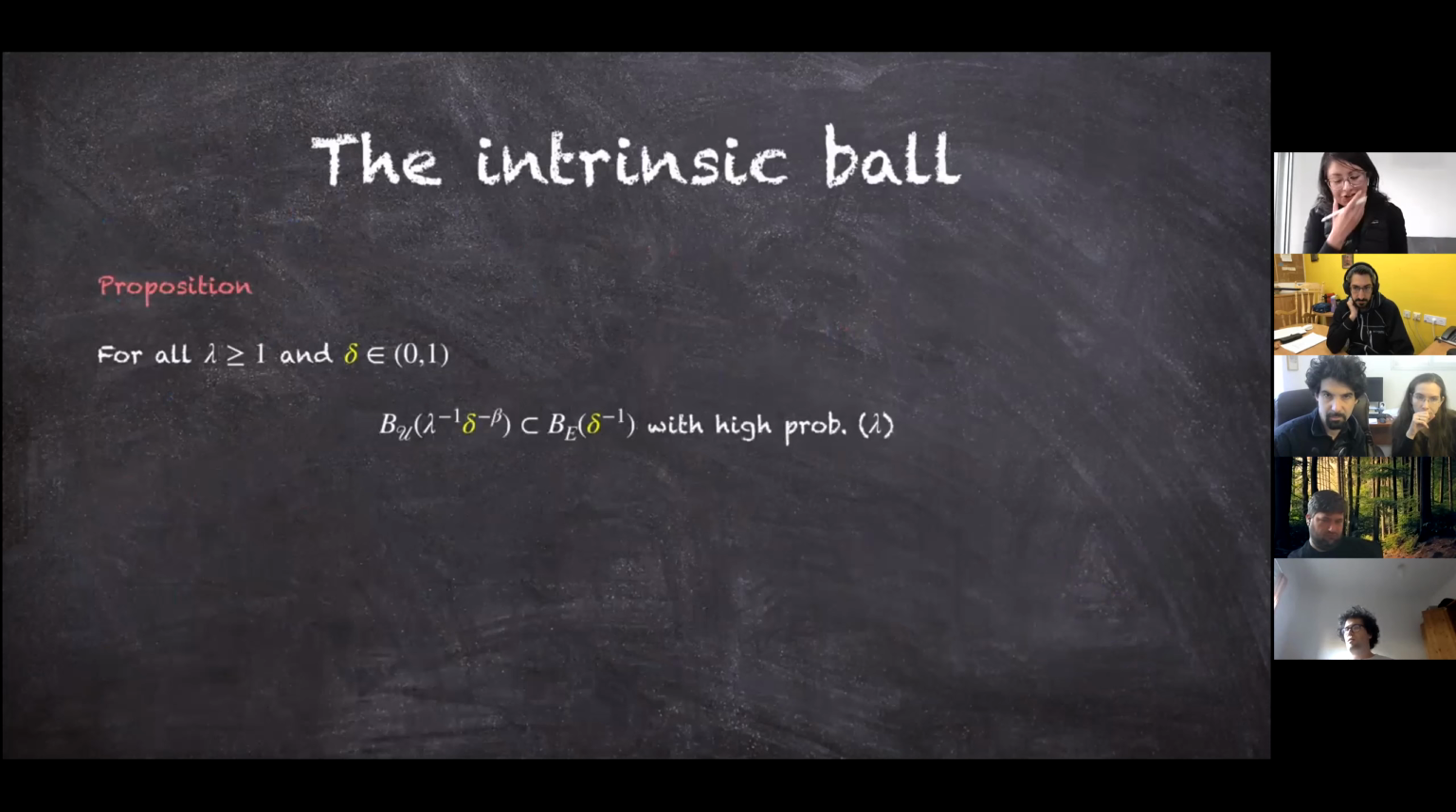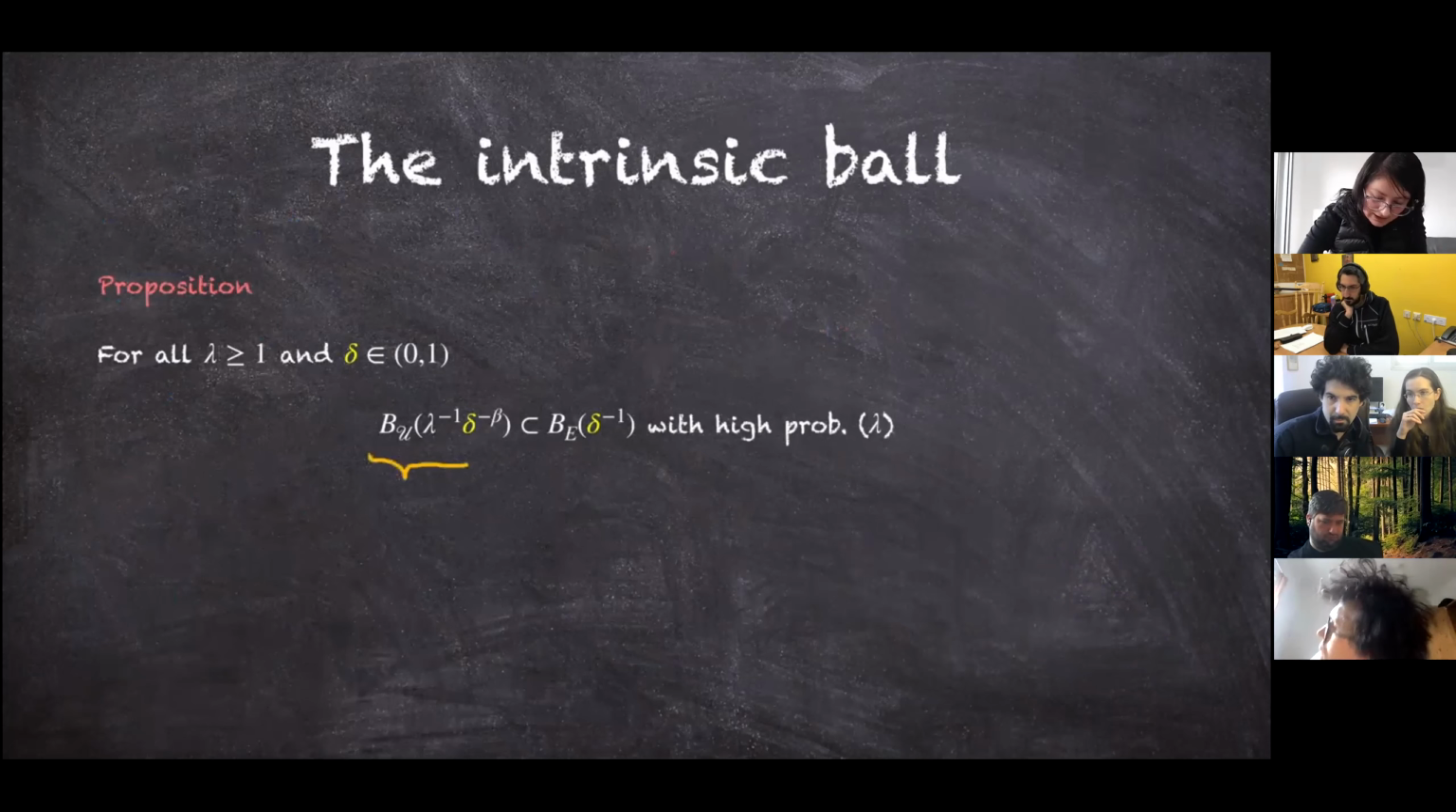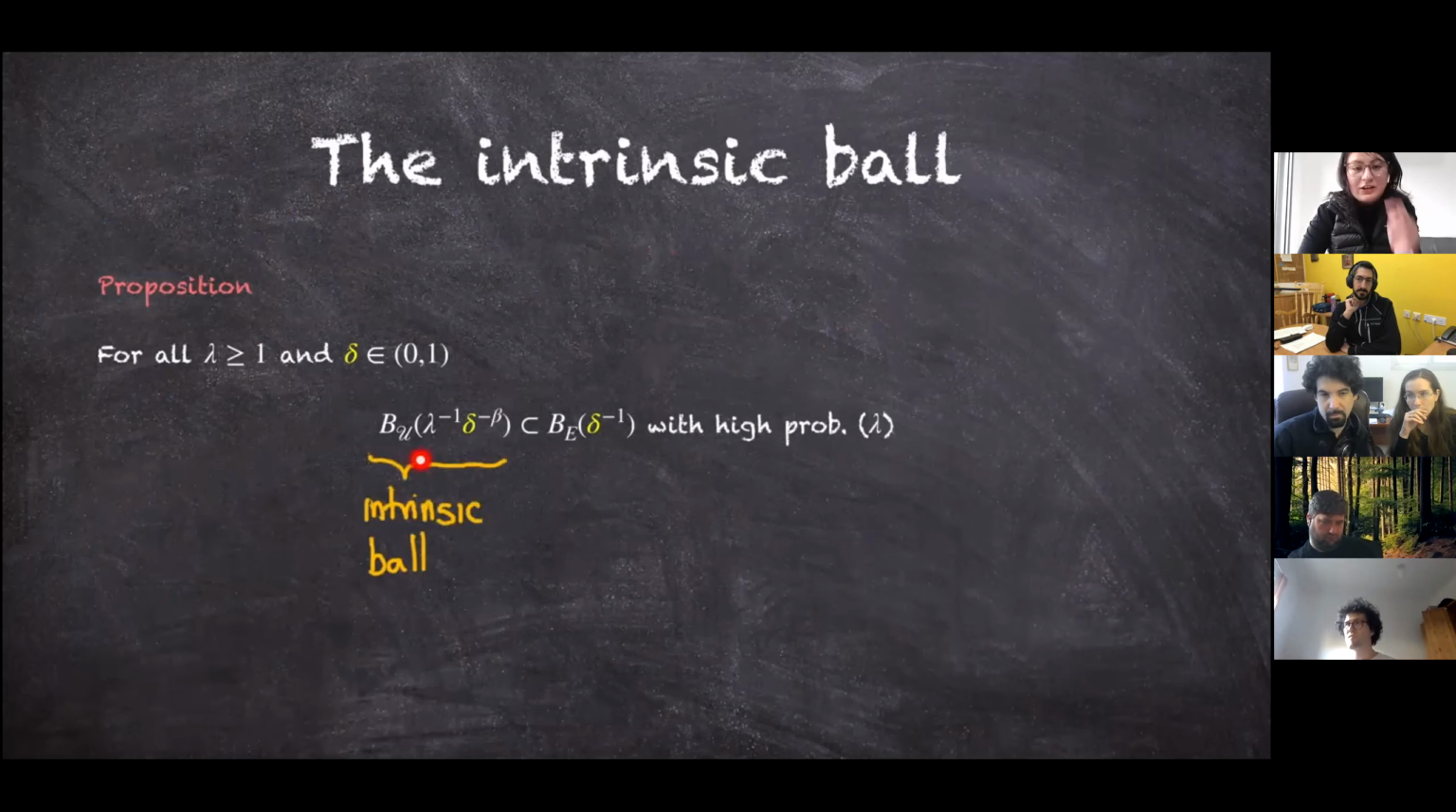And this is a simple proposition that is a good example of how we can handle this and what the properties are that we are interested in. So here I'm comparing the intrinsic ball, so this is the ball with respect to the intrinsic metric. That's why I call it B sub U. This U denotes that this is the metric that corresponds to the uniform spanning tree, with the Euclidean ball.